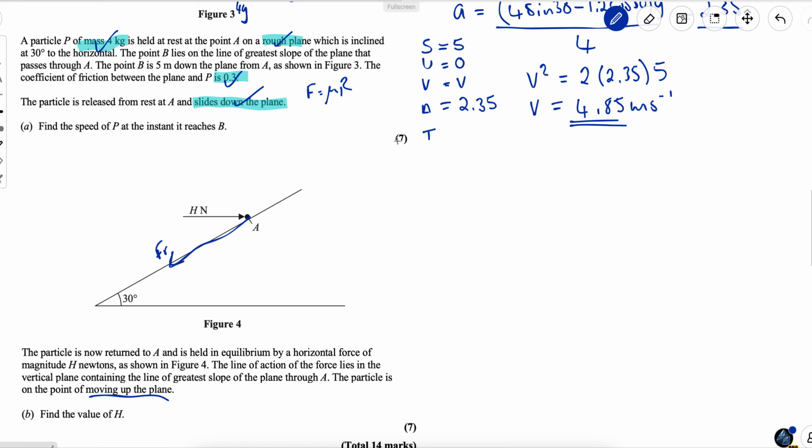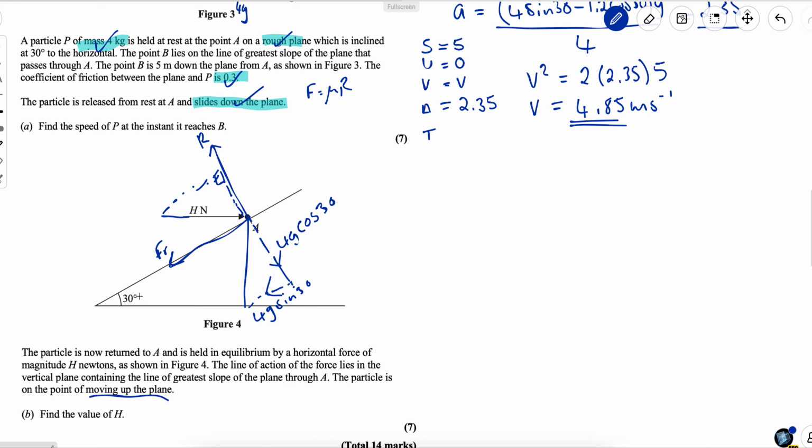I'm going to mark the weight force, and the weight force hasn't changed from part A. So we have, if this is 4g, we have 4g sine 30 and 4g cos 30. It's always a good idea to mark the directions on. There's a reaction force, and the reaction force has changed. And I'll show you why. I'm going to just extend this line for H here, and then I'm going to resolve this into components, perpendicular and parallel to the slope.